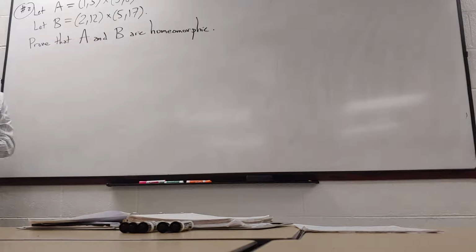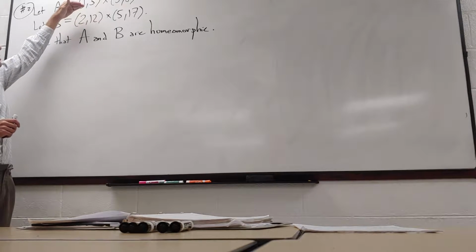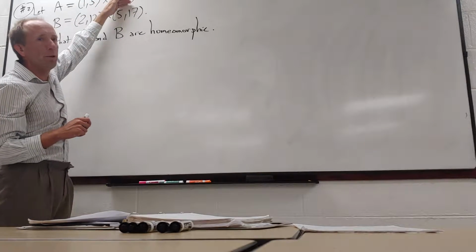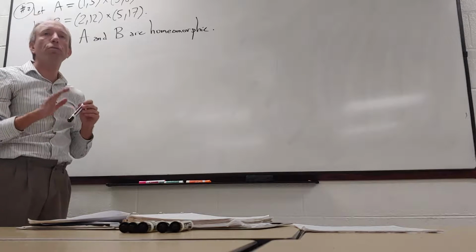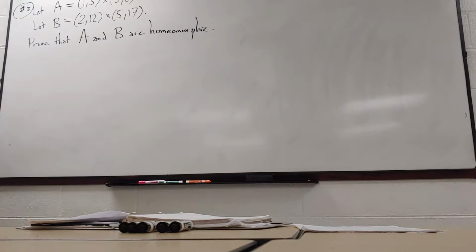Okay, so what do you guys think about this? Can I suggest a hint here? Do we need a hint? Yeah. How about we just try to find a homeomorphism from 1,3 to 2,12, and then we'll try to just find a homeomorphism from 5,8 to 5,17, and then we'll go from there. So we need two different functions. Let's try and define two functions.